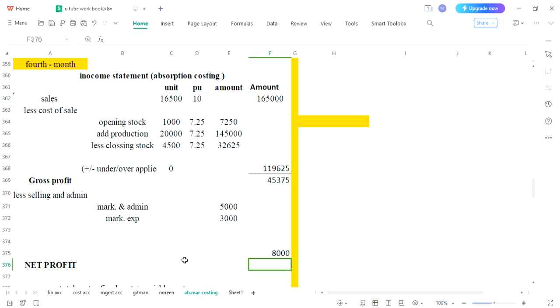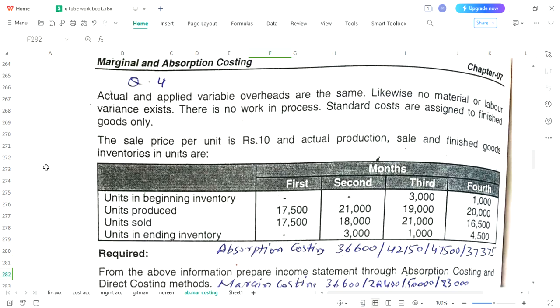Now net profit is opened to be calculated by subtracting selling from gross profit. So gross profit 45375, subtract 8,000, we have got 37375 as your last net profit. Look at over here, 37375 is your final answer for absorption costing.